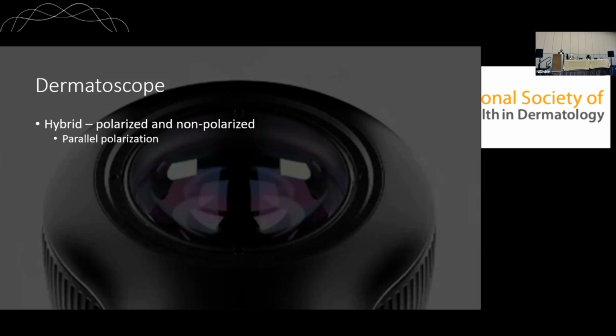It's called parallel polarization. And what does it do? It actually gives you visualization of both surface structures and subsurface structures at the same time. Previously you had to toggle between non-polarized and polarized. This parallel polarization helps you see both structures right away.